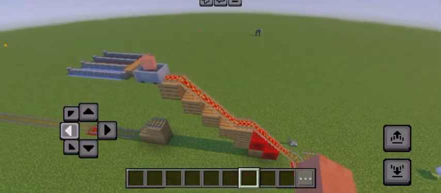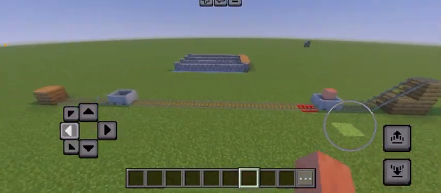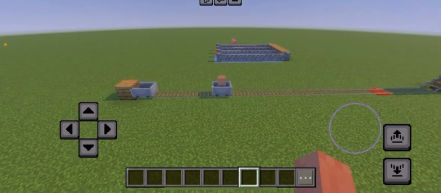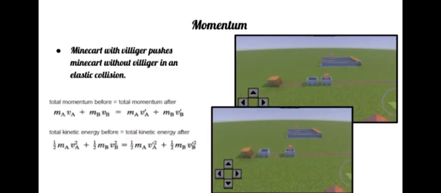As the villager's minecart travels along, it collides with the stationary minecart on the rails. After the collision, the villager's minecart comes to a complete stop. This means that the collision between the two minecarts is an elastic collision because all of the cart's momentum was transferred to the other cart.